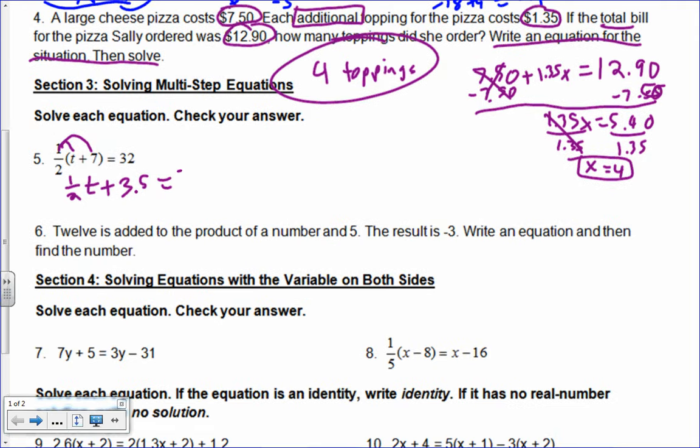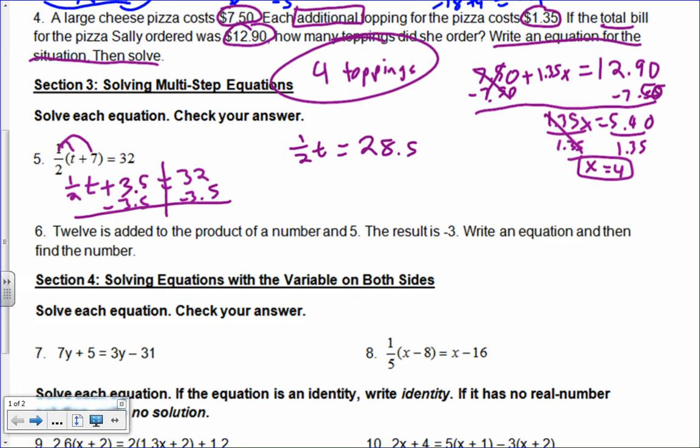Equals 32. Alright, subtract 3.5 from both sides. You still have the 1/2 t left on the left side, equals 28.50.